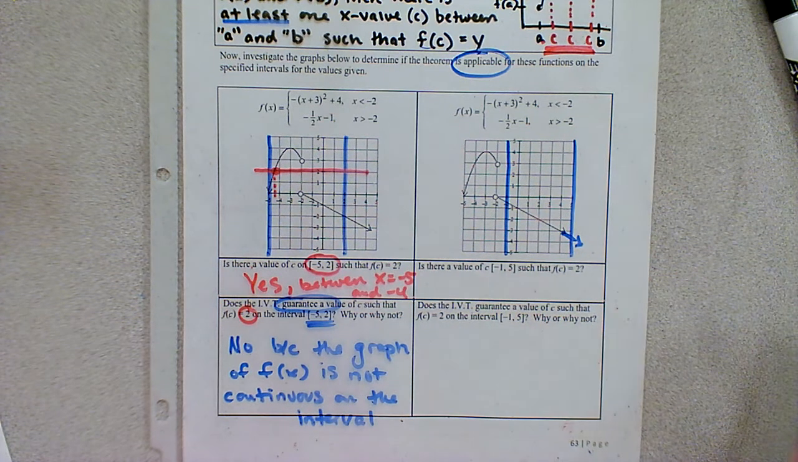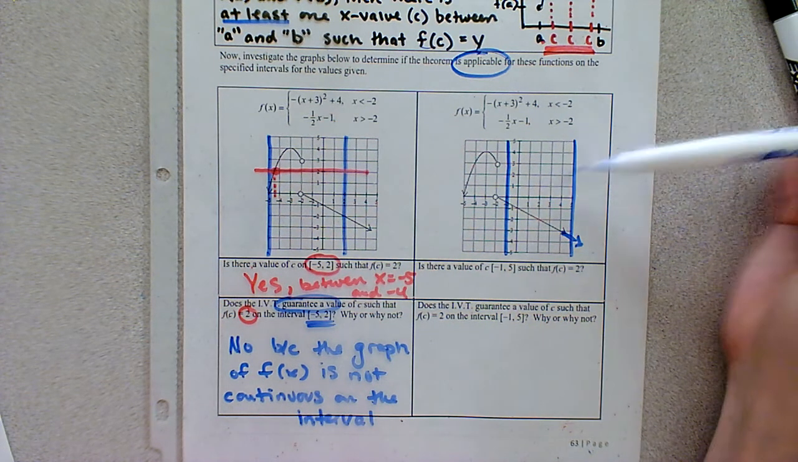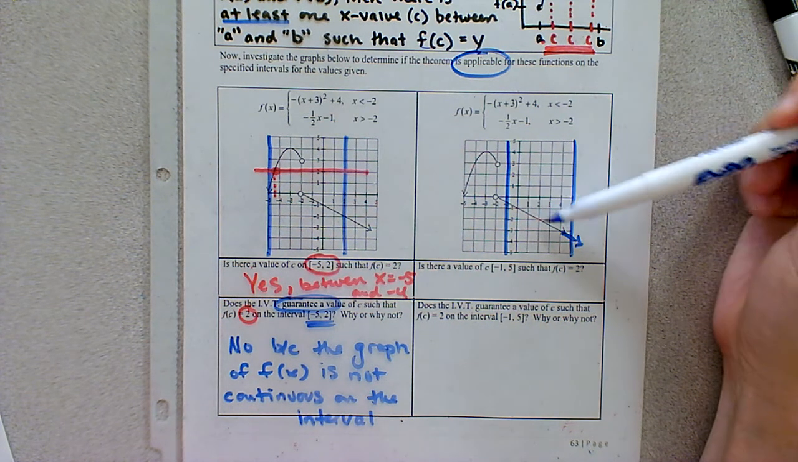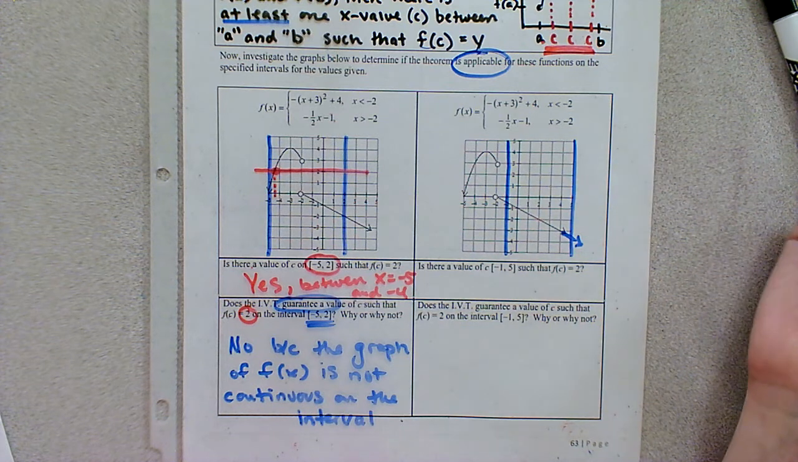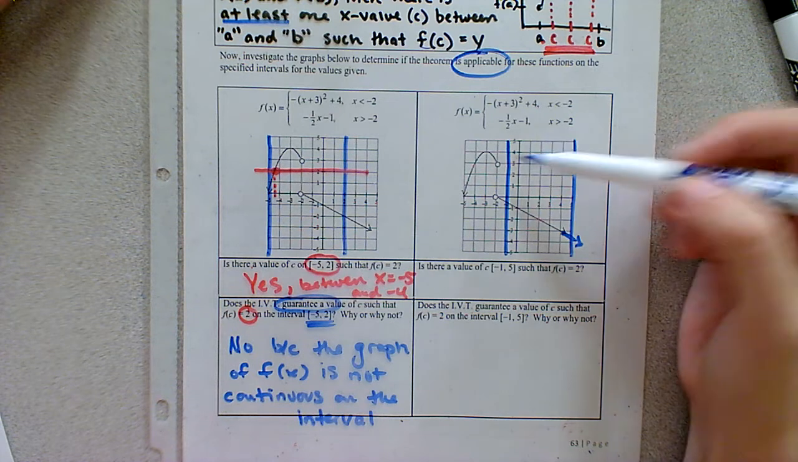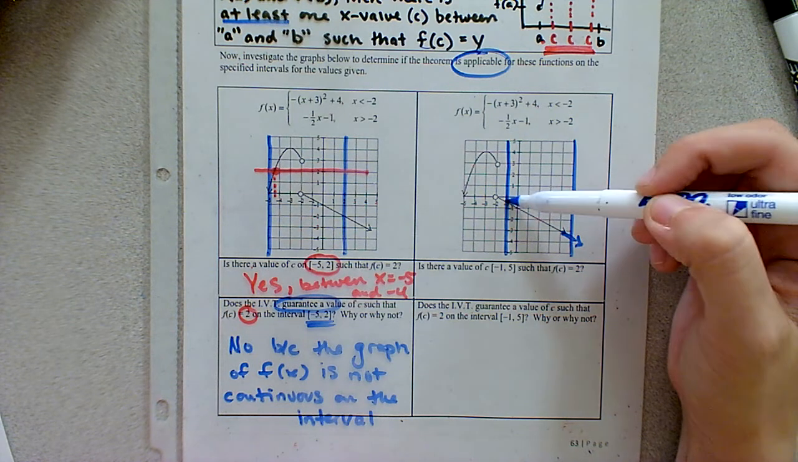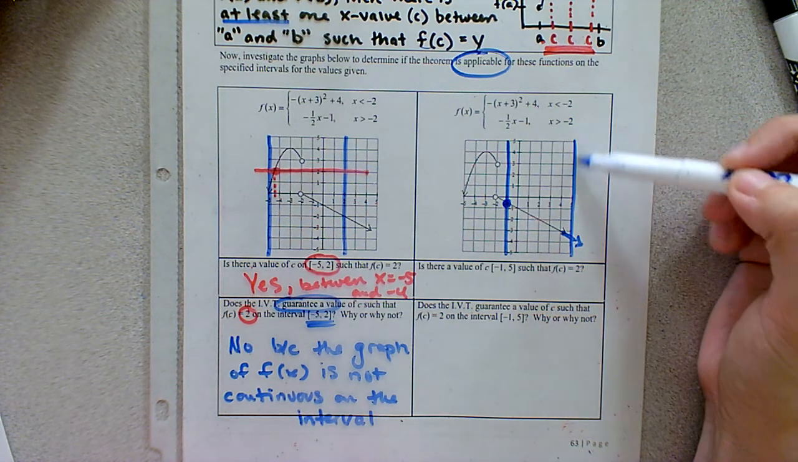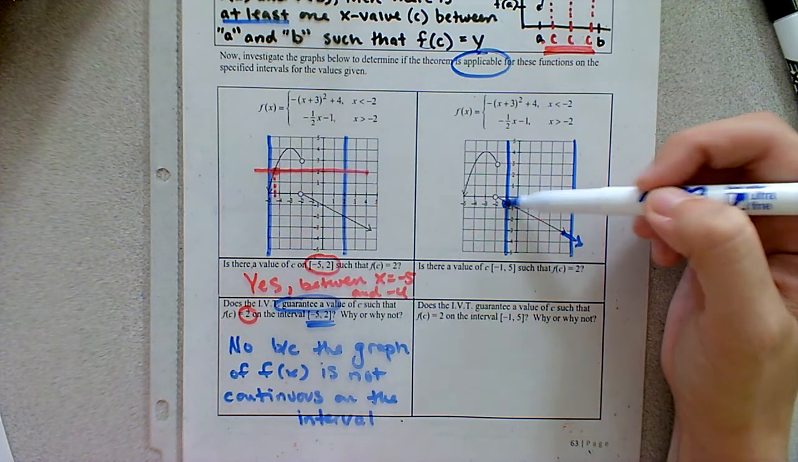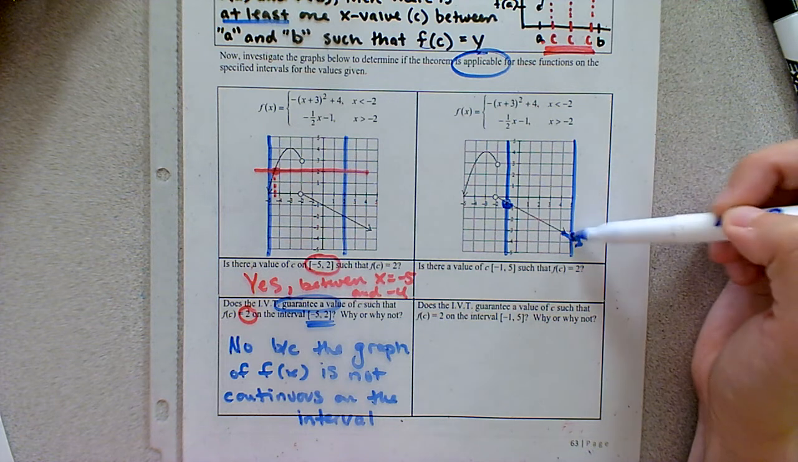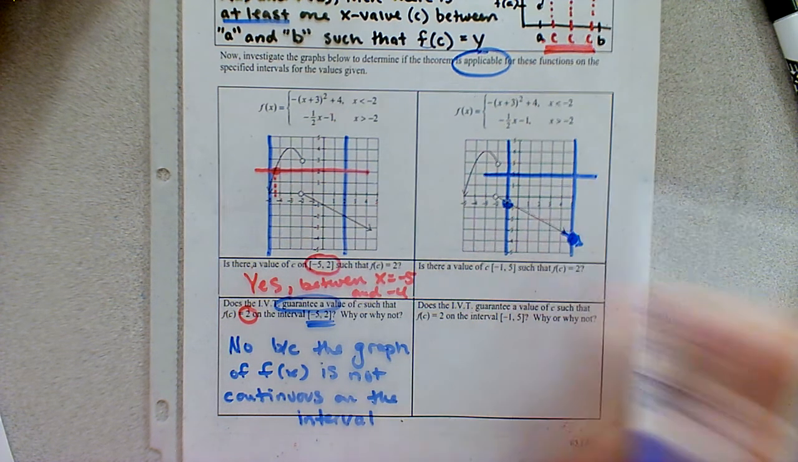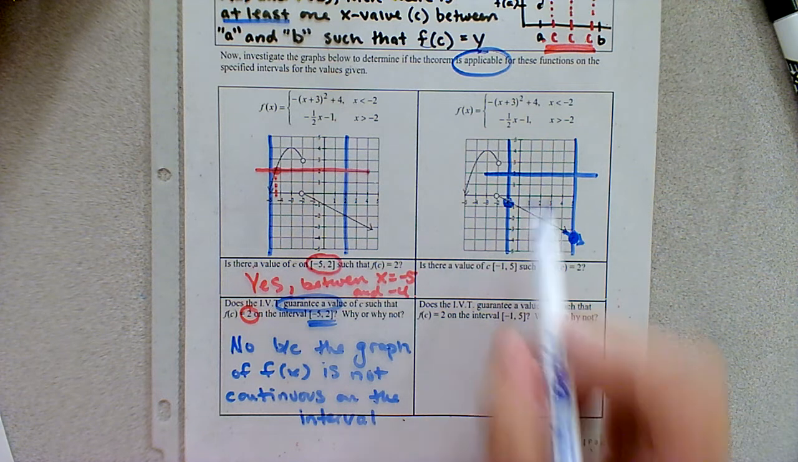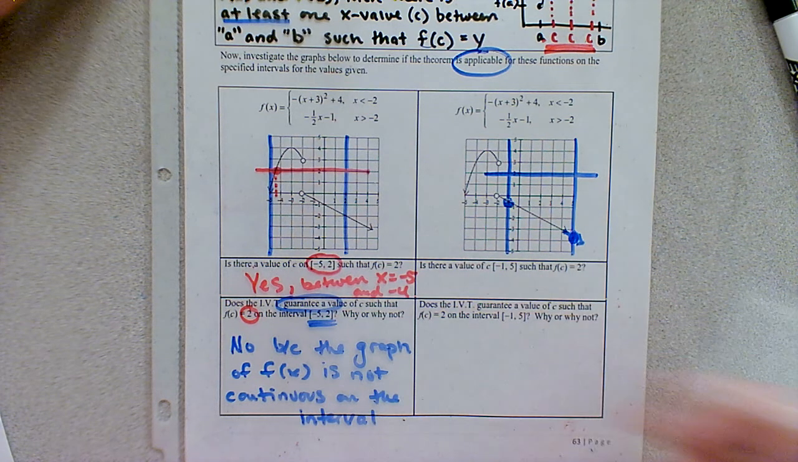So we have to ask ourselves those conditions. Is the graph continuous within that interval? Notice how there's no hole, no jump, no asymptote in there, so it is continuous. But the other stipulation is that the y value is between the outputs. So for this output at -1, we're somewhere right here, and this output at 5, we're somewhere right here. The y value of 2 is somewhere all the way up here. So notice how 2 is not between these outputs.